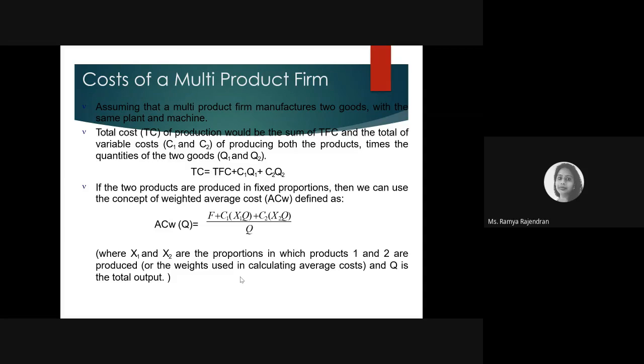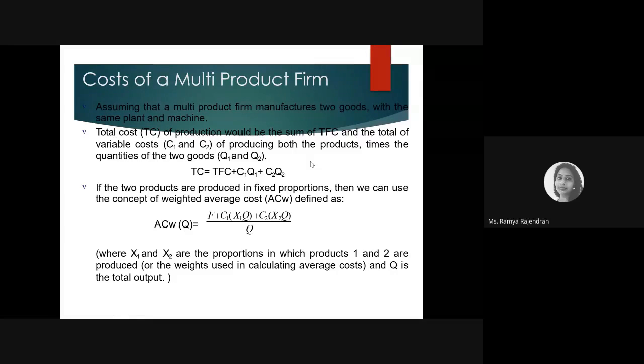So the total cost will be computed by total fixed cost. We have total fixed cost the same. Then you have the total variable cost. It becomes the summation of two products, Q1 and Q2. So this is the variable cost. C1 is your variable cost for the first product. C2 is variable cost for the second product. So C into Q becomes C1 Q1 for the first product, C2 Q2 for the second product. So that's how total cost will be computed.